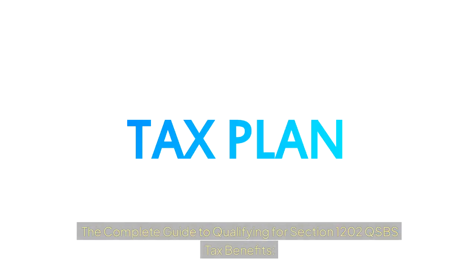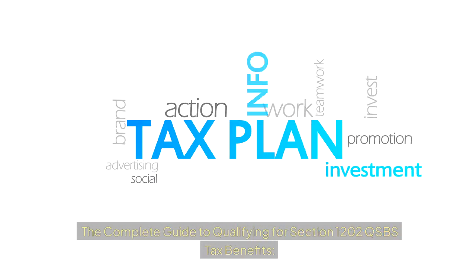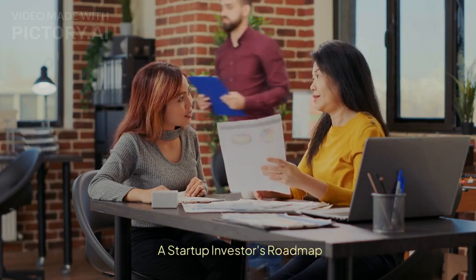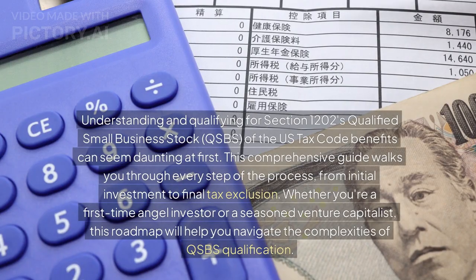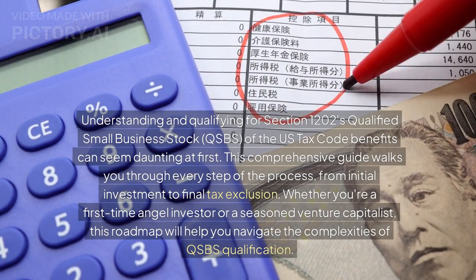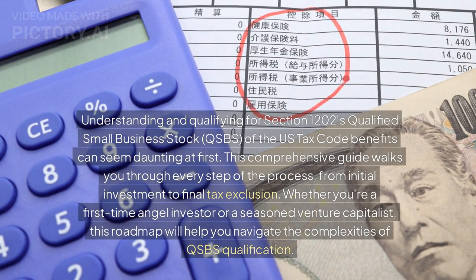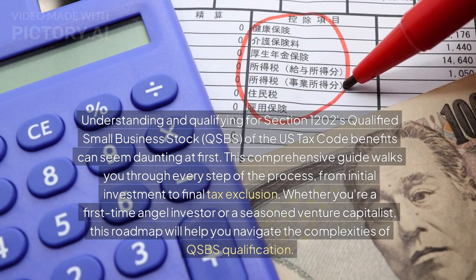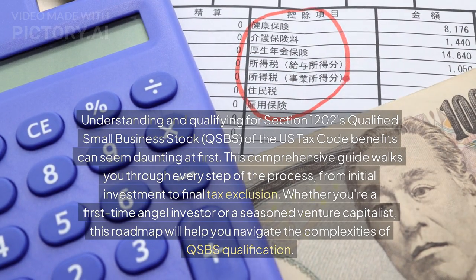The complete guide to qualifying for Section 1202 QSBS tax benefits, a startup investor's roadmap. Understanding and qualifying for Section 1202's Qualified Small Business Stock, QSBS, of the U.S. tax code benefits can seem daunting at first. This comprehensive guide walks you through every step of the process, from initial investment to final tax exclusion.